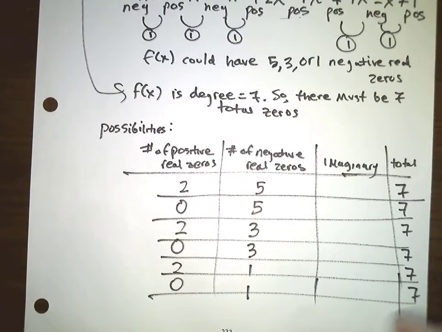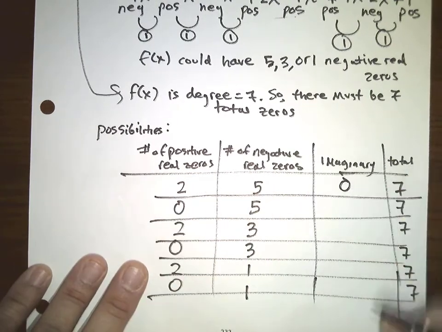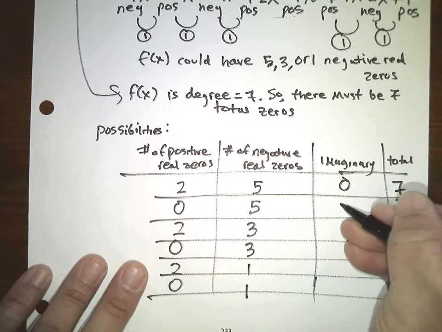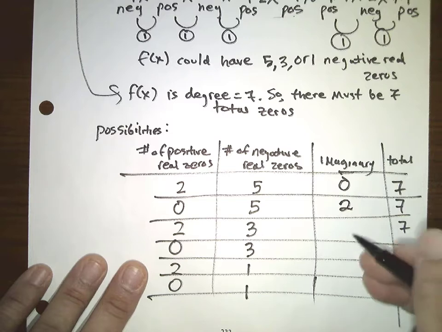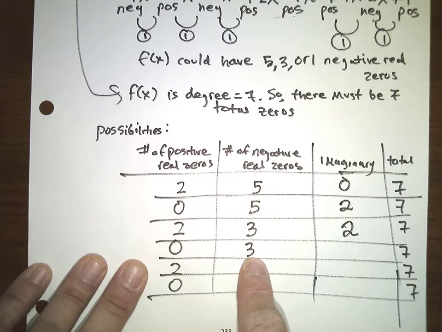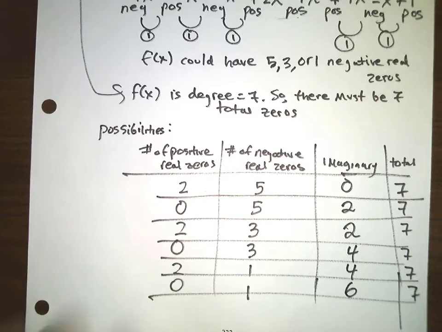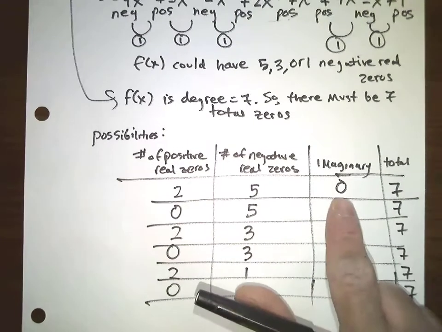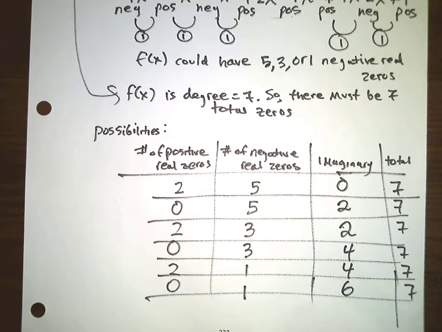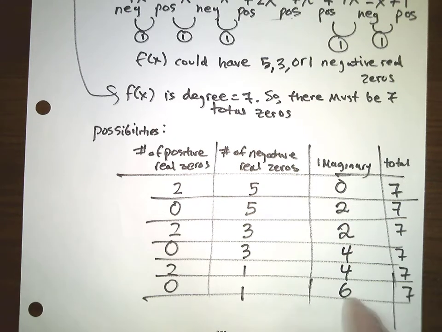So we see that if there's 2 plus 5, that means there are 0 imaginary. 0 plus 5 means 2 imaginary. 2 plus 3 is 5, so that means 2 imaginary. 0 plus 3 is 3, and 3 plus 4 is 7, so 4 imaginary. 2 plus 1 is 3, so 4 imaginary. And then 0 plus 1 is 1, so that would be 6 imaginary. Another thing to notice is that all of the imaginary zero counts here are even, because imaginary zeros always come in pairs. So these should always be 0, 2, 4, 6, because imaginary roots come in pairs, or groups of 2, like that.